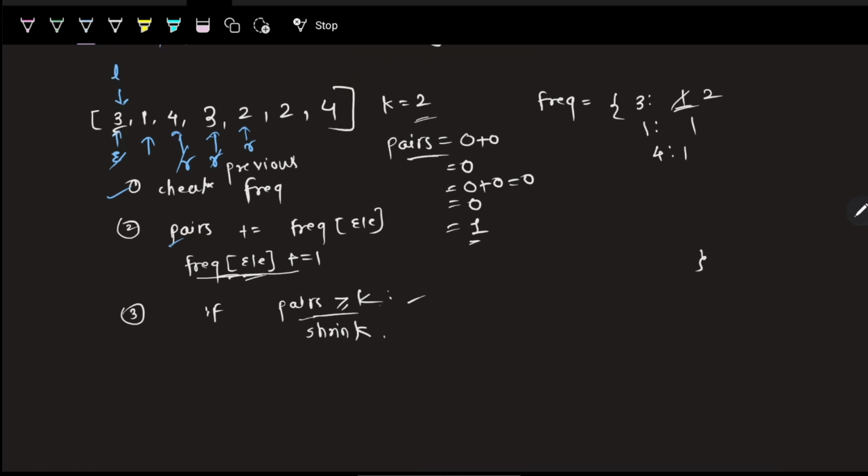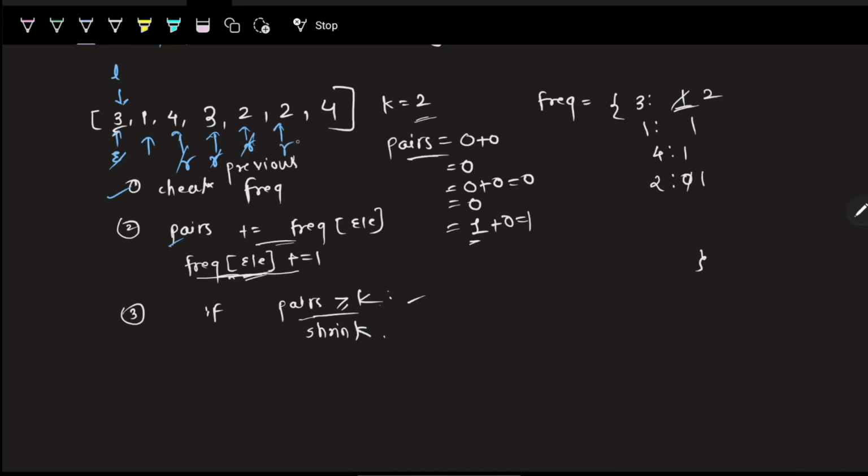Again, I haven't seen 2 so far, so I will just update, because the previous frequency of 2 was 0. Makes sense. I will just update the pairs equal to the frequency of that element, that is 1 plus 0, which is ultimately 1, and I will update the frequency of that element, that is going to be 1 now. Correct.